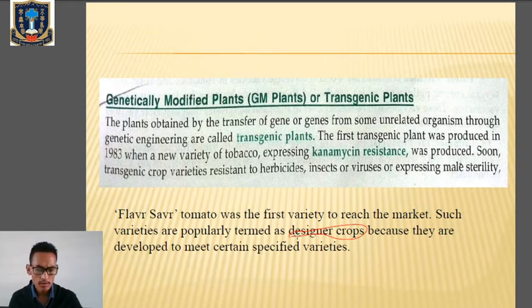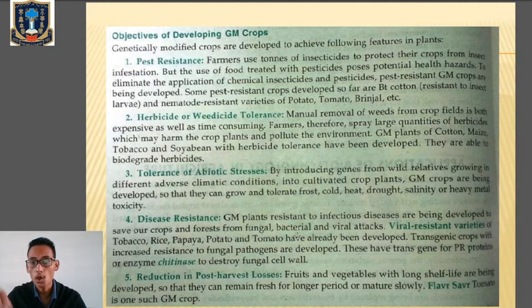Clear? So we will talk about the objectives of developing the GM crops. Why are we developing the genetically modified plants or the genetically modified crops? The first one is pest resistance. Farmers used to use lots of agrochemicals, lots of insecticides and pesticides to protect their plants from pest infestations and infections.